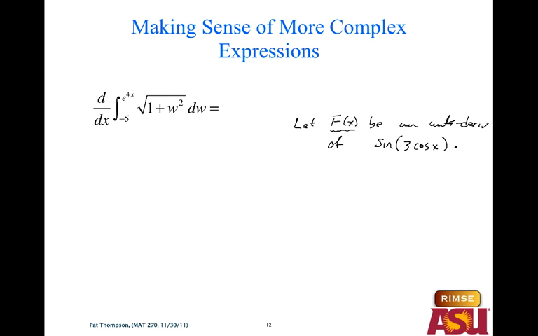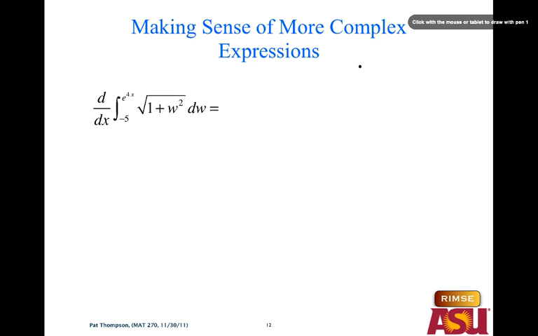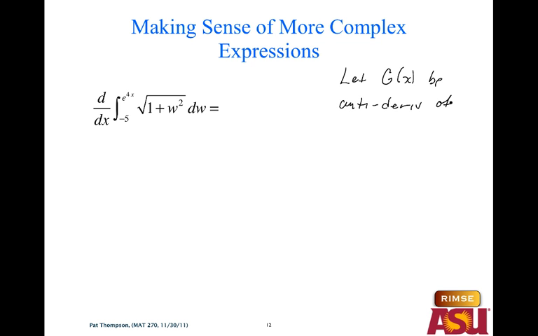Okay, harder one. Let's pick something else this time. Let's let G of x be an antiderivative of the square root of 1 plus x squared.